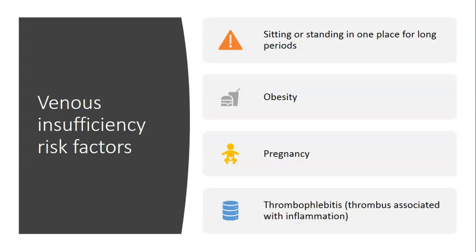Some of the risk factors for venous insufficiency is sitting or standing in one place for long periods of time. Also, crossing your legs can cause some issues. Obesity, pregnancy, and thrombophlebitis, which is basically a thrombus that's associated with an inflammation.